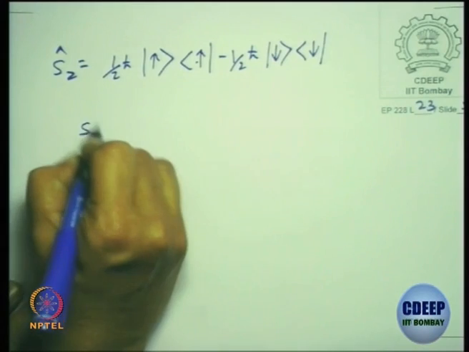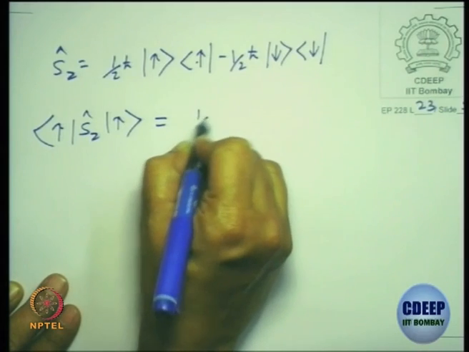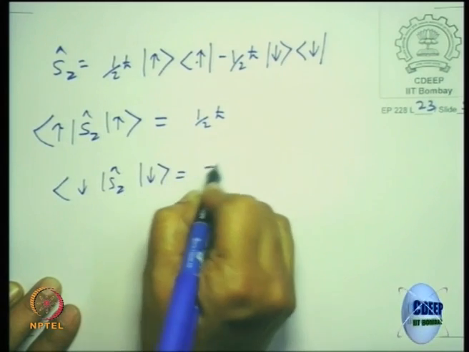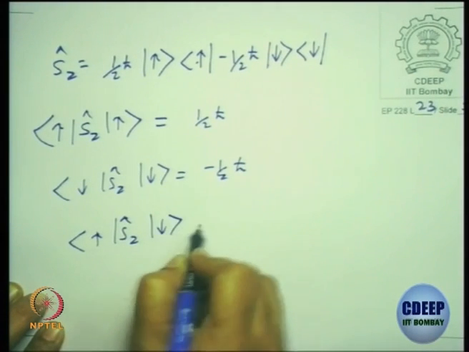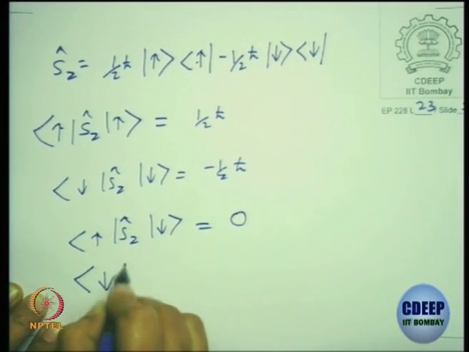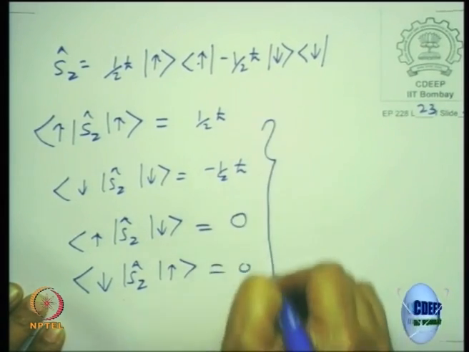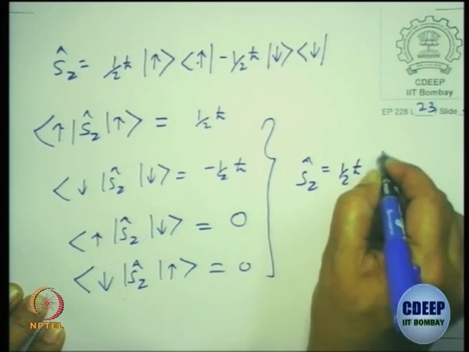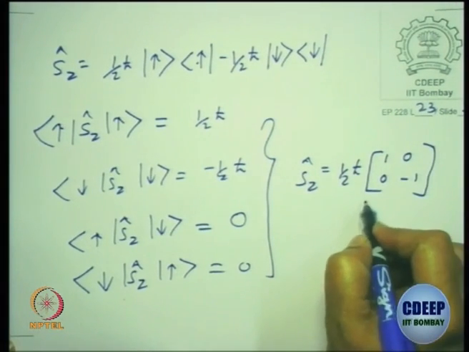And you can try to find what is up Sz with up. That will turn out to be half h cross. Down Sz with down will be minus half h cross. Up Sz with down will be 0. Down Sz with up will be 0. So using these 3 with this operator, you can write Sz to be half h cross times the matrix 1 0 0 minus 1. We will come back to these matrices.